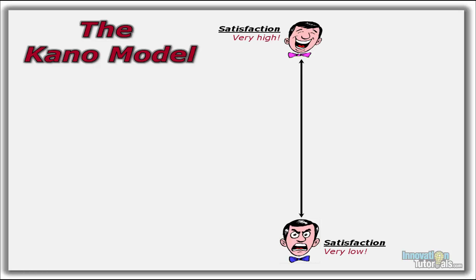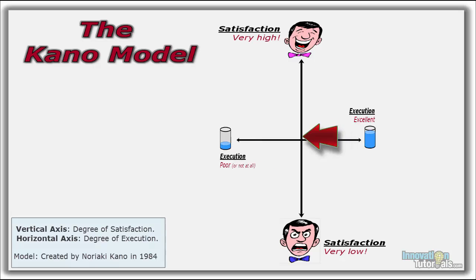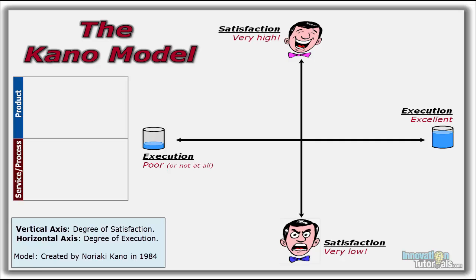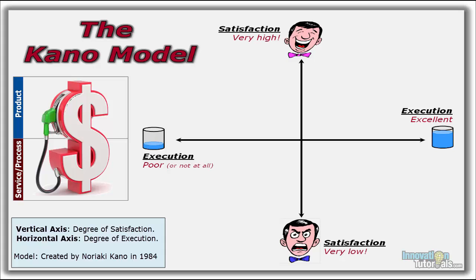The model starts with a set of axes where 3 types of requirements will be plotted. The vertical axis is a satisfaction level, from very satisfied on the top to very dissatisfied on the bottom, and neutral in the middle. The horizontal axis objectively describes how well each need has been executed or fulfilled. All the way to the right, the need has been very well executed. All the way to the left, executed very poorly or not at all. We'll give you a product and service example to illustrate the 3 categories of requirements. Let's start with a product example.